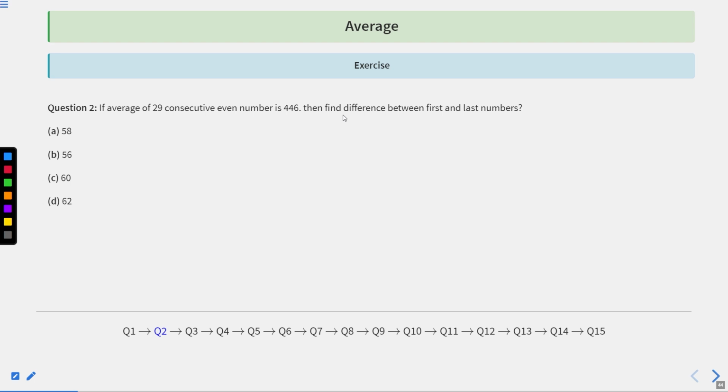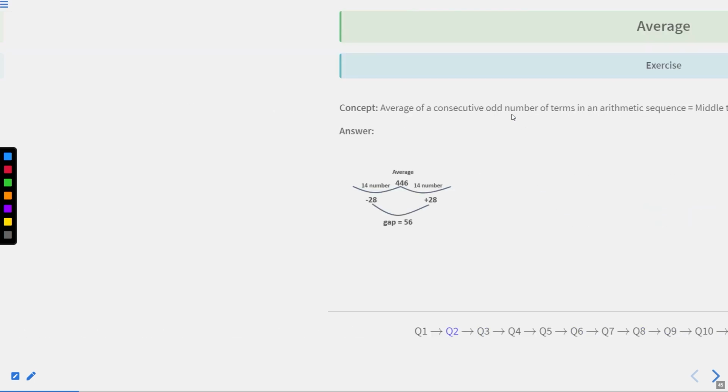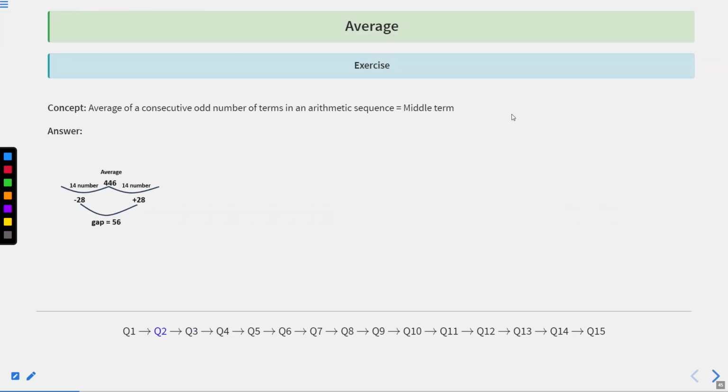Moving on to problem number 2. If average of 29 consecutive even numbers is 446, then find the difference between first and the last number. So we have 29 consecutive even numbers and its average is 446. Then what will be the difference between the first and the last number? That is what we are interested in.